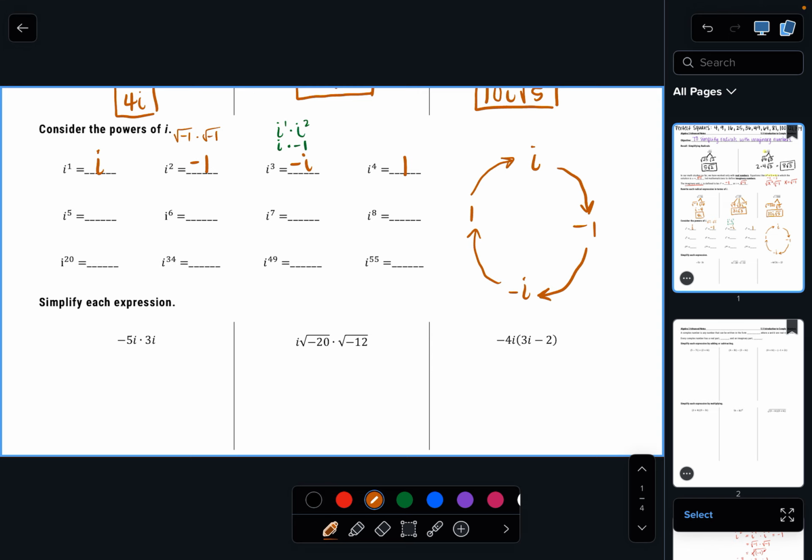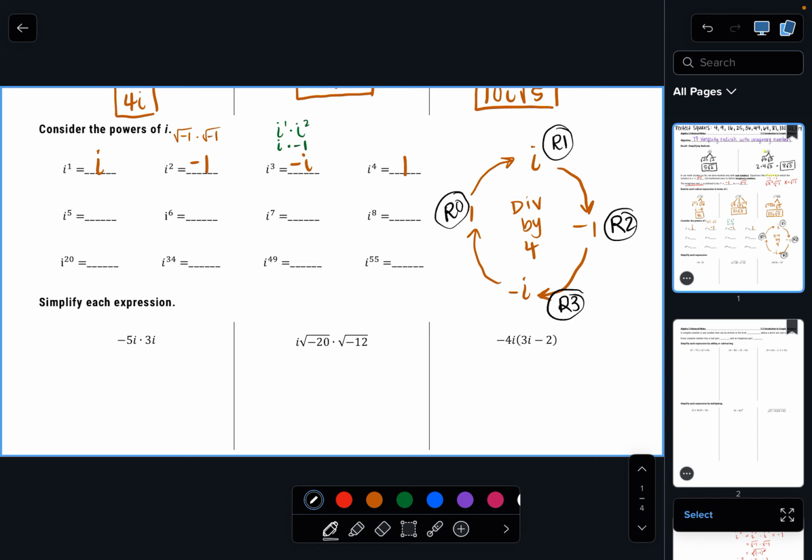The easiest way when you have numbers that aren't immediately one after the other is to divide your exponent by 4, because it's a cycle of 4. When you divide by 4, you look at your remainders. If you have a remainder of 1, it's I. A remainder of 2, it's negative 1. A remainder of 3, it's negative I. And a remainder of 0, it's 1. Technically it's like a remainder of 4, but it's really 0 because it divides evenly.